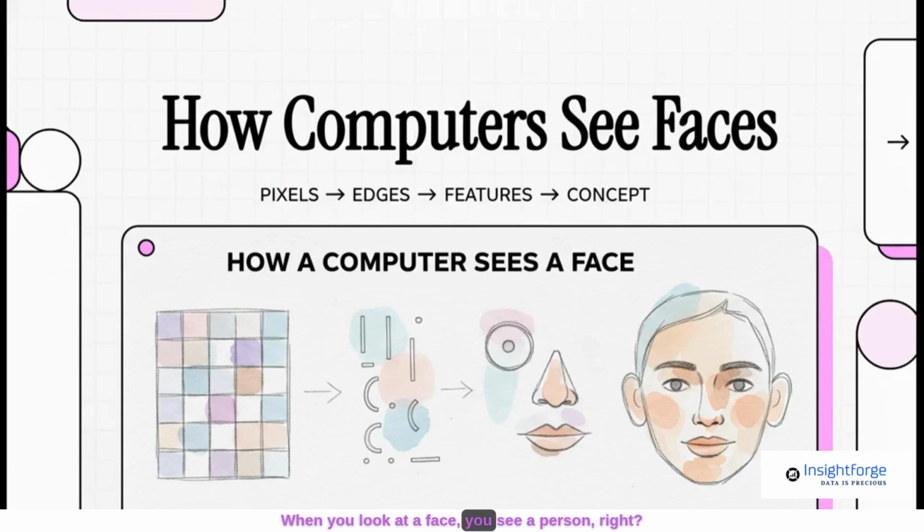When you look at a face, you see a person, right? You see their history, their emotions, all in just a fraction of a second. But when a computer looks at that exact same picture, it sees, well, it sees nothing, just a silent, shimmering ocean of numbers. So how on earth do we teach a machine to bridge that gap, to go from numbers to actually seeing? Let's dive in.